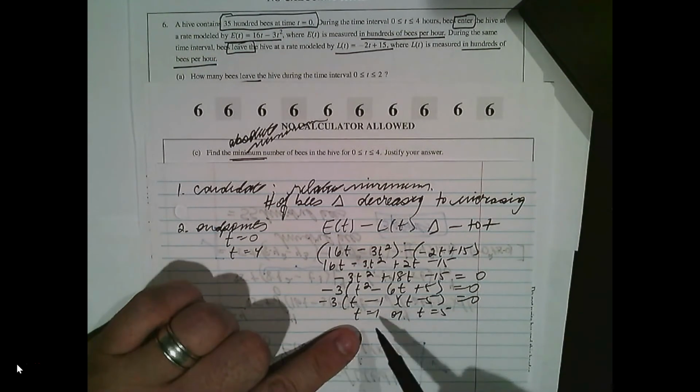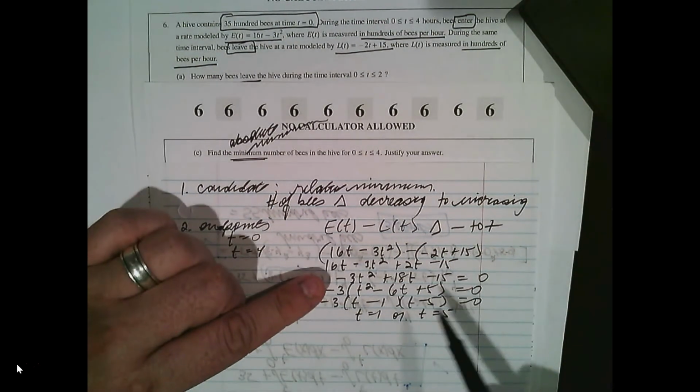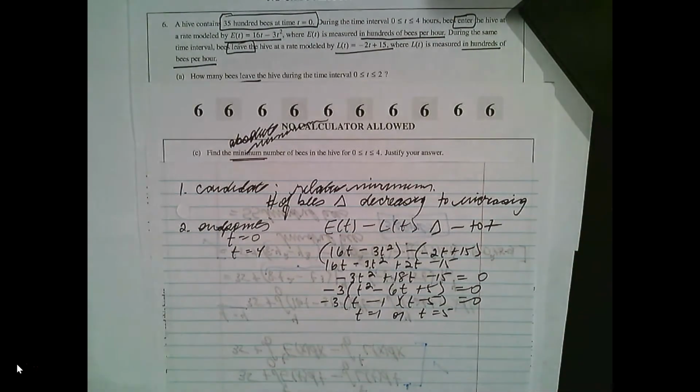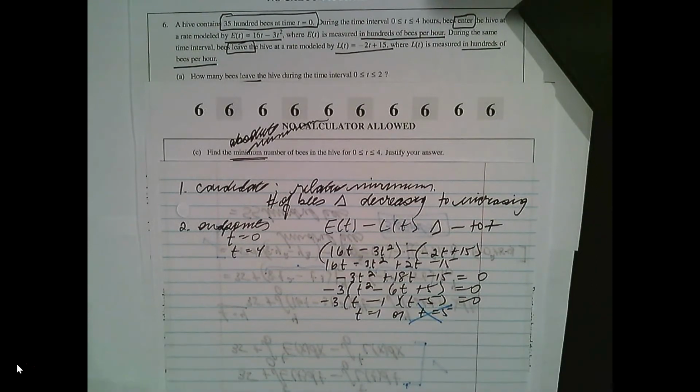So what's going on here? You have two different values of t that are going to make E of t minus L of t equal to 0. We want to keep in mind that we're only looking on the time interval 0 to 4, so t equals 5 is not a candidate. T equals 1 is the only candidate.